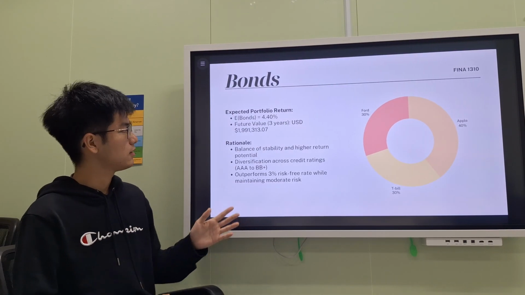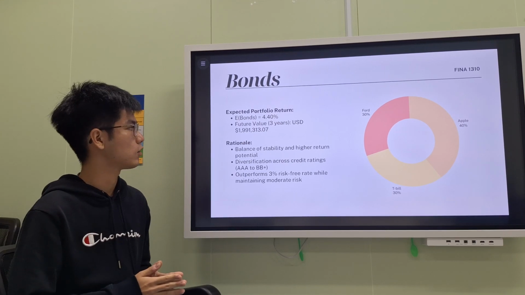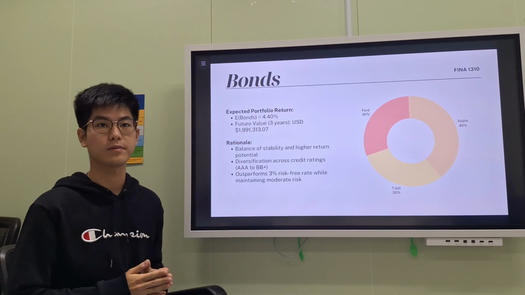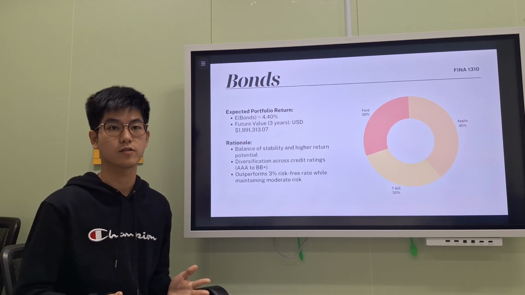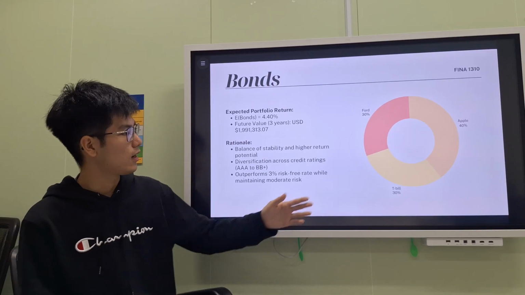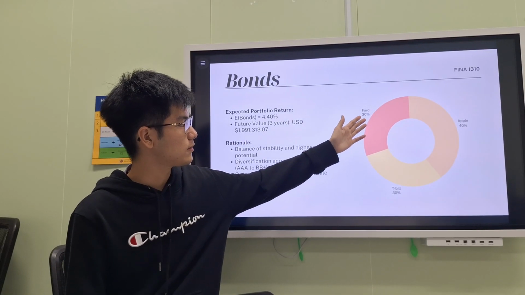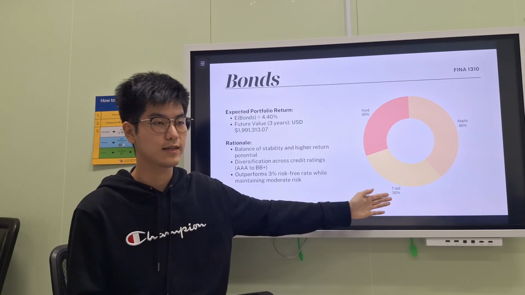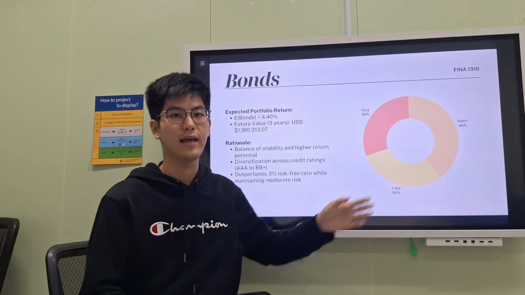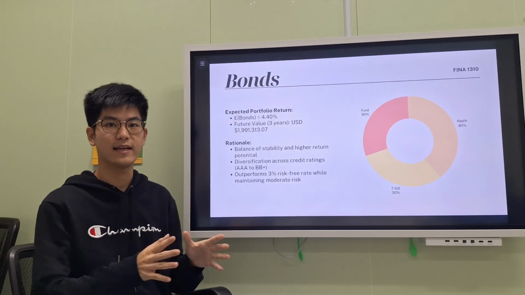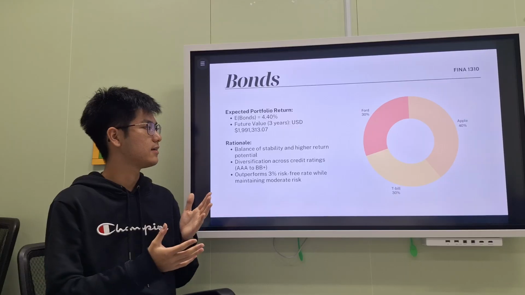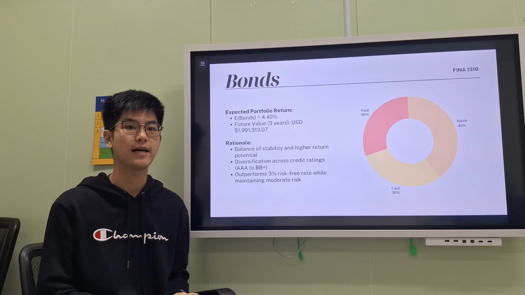After our calculations, the expected return for the total bond portfolio is around 4.4%, which is, of course, higher than the 3% risk-free rate. Our portfolio will show around 30% in Ford Motor bonds, 30% in T-bills, and 40% in Apple. This ensures that it is a balanced portfolio that has a decent return while maximizing our safety.